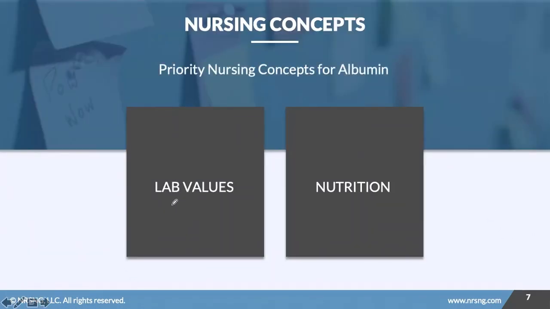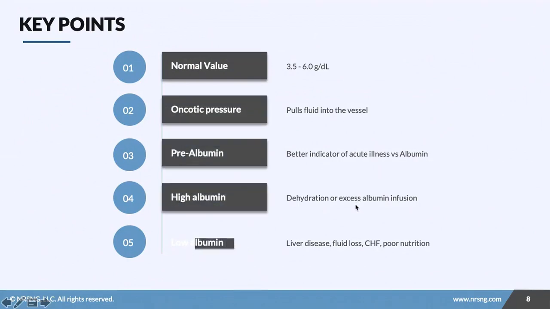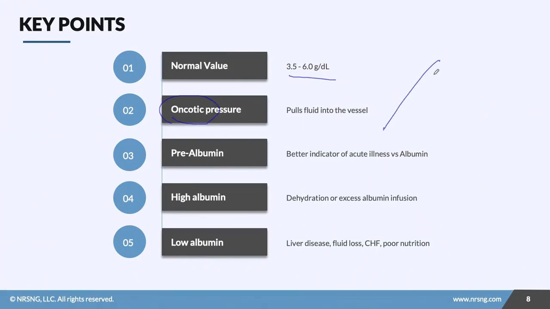So some lab values and concepts I want you to keep in mind here are lab values and then nutrition as well. So let's cover the key points again really quick. Our normal levels are 3.5 to 6. Albumin plays a huge role in oncotic pressure by pulling fluids into the vessel. Prealbumin is an indicator of acute illness versus albumin being an indicator of chronic illness. Prealbumin is a much better indicator of nutritional deficiencies. High albumin is going to happen in situations like dehydration and excess albumin infusion.